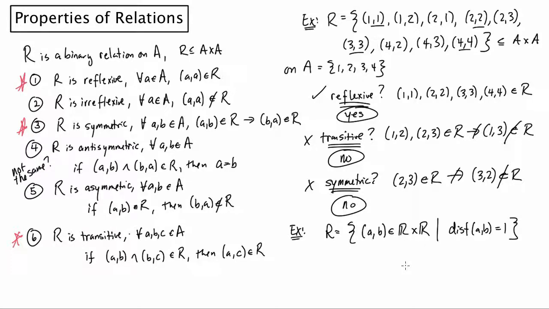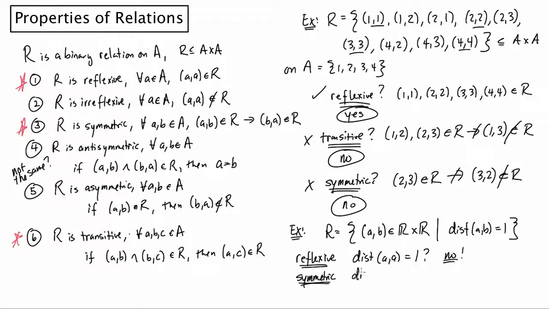And if we look at that relation, let's talk reflexive. Reflexive means, basically, is the distance from A to A equal to 1? That's what we have to ask. The answer here is no. The distance from A to itself would be 0, and it's not 1. So you would never have the point (A, A) be an element of the relation set R, therefore it can't be reflexive. Is it symmetric?